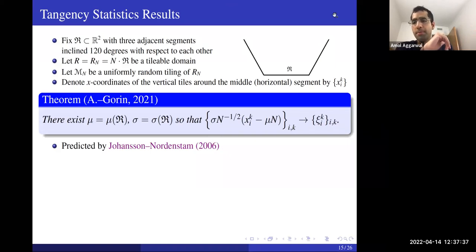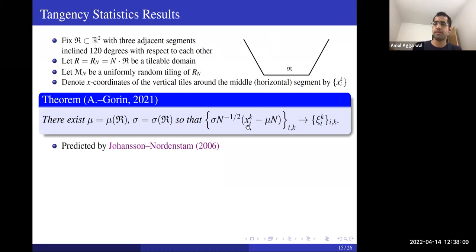And okay, so what will happen is that again, near this horizontal segment down here, you'll have a family of vertical tiles. Okay. So we'll denote the x coordinates of the vertical tiles around this horizontal segment by x_i^k. And so the theorem is that for this general family of domains, there exist constants mu and sigma, so that basically the same result as before for the hexagon holds in general.